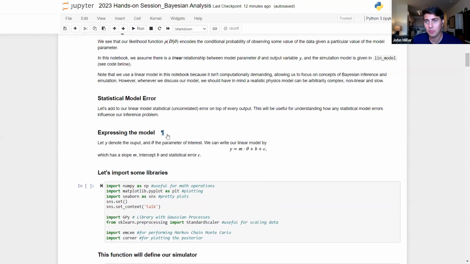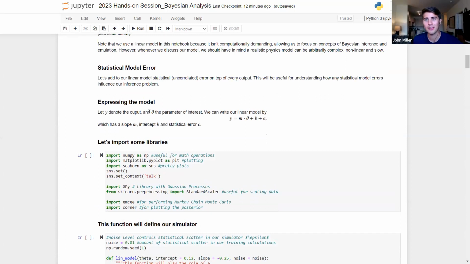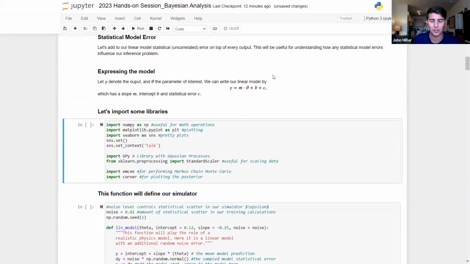So here to express what our simulator model is in this particular setting, as I said before, a linear relationship. So y is just some scalar times our parameter plus some bias term, and then plus our experimental noise, our statistical error. So what we're going to do first is import a couple libraries. NumPy is useful for standard math operations in Python. Matplotlib and Seaborn are for plotting. And then GPy is a really great package for using Gaussian processes. It's very well done. There's a lot of great functionality there.